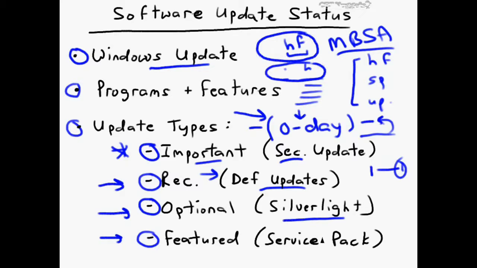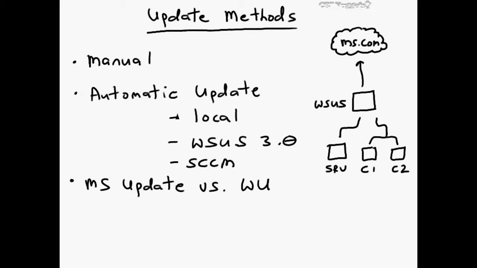This would be something like a service pack or just a new version of, say, the web browser, Internet Explorer 8, which was deployed as a featured update type. Windows 7, how can we update thee? Let us count the ways.